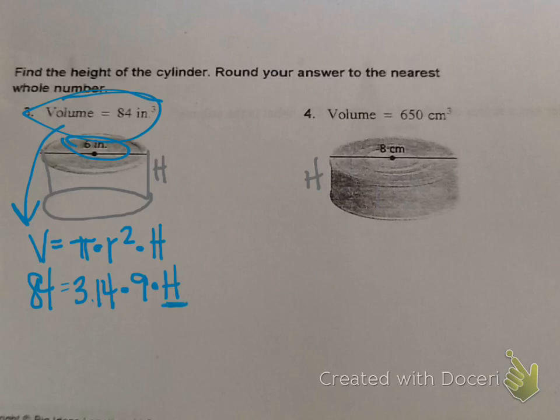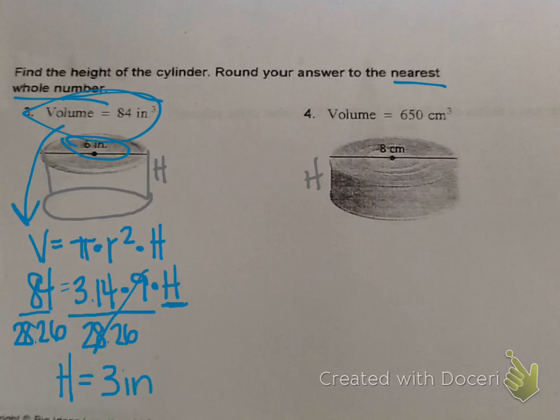So now if I'm trying to find h, I can just divide out 3.14 and 9. So 3.14 times 9 is 28.26. So if I divide by 28.26, it takes care of both of those. And so I get a height of 2.972399151, and I'm rounding to the nearest whole number, so that would be a height of 3 inches.